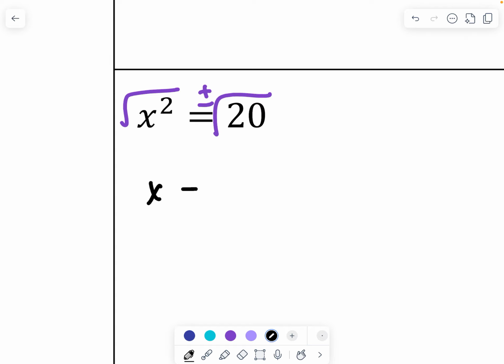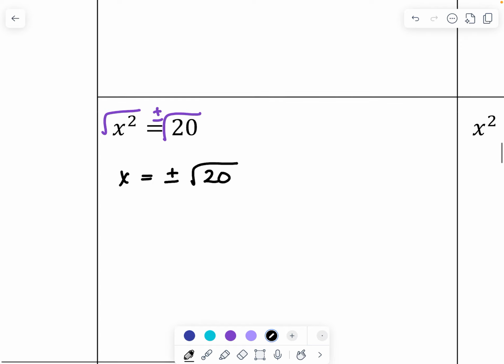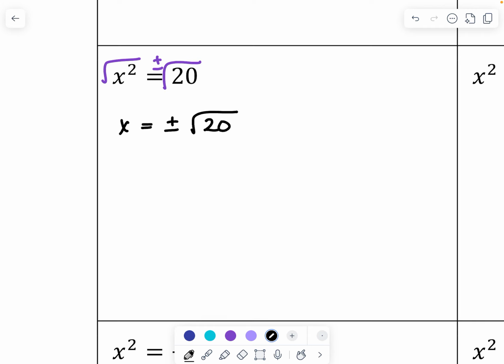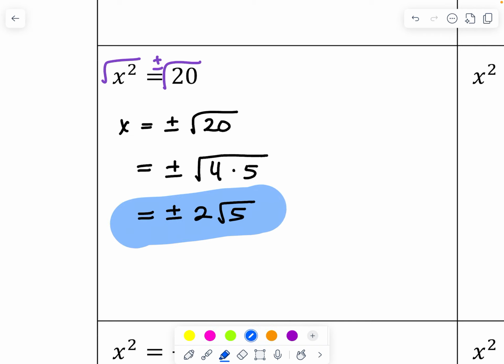So x equals plus or minus root 20. Now, 20 is not a perfect square number. However, we can simplify it. What perfect square number goes into 20? And that's going to be 4. It goes into 20 5 times. Square root of 4 is 2. The 5 stays underneath the root, and your answer is plus or minus 2 root 5.